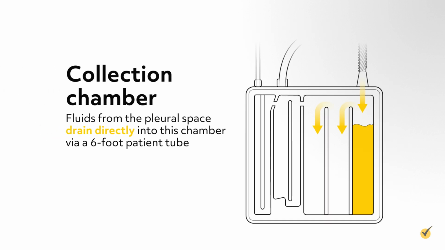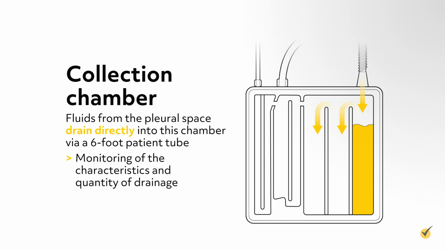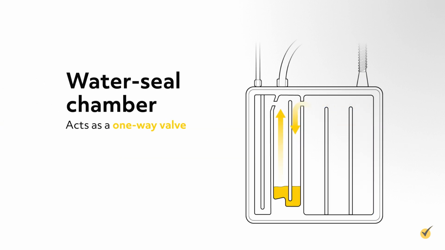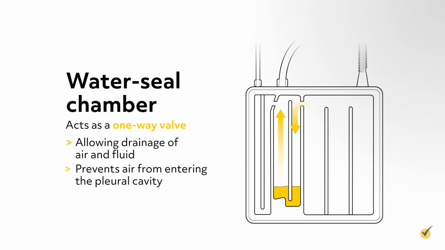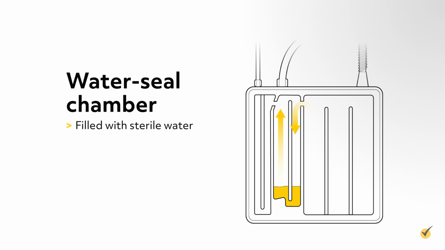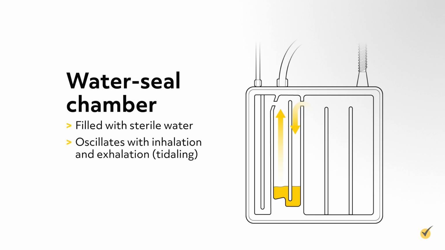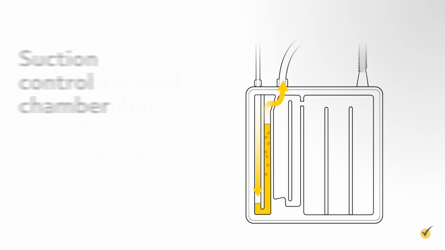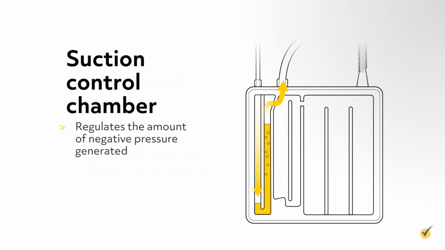Fluids from the pleural space drain directly into this chamber via a 6-foot patient tube, which allows monitoring of the characteristics and quantity of drainage. A water seal chamber acts as a one-way valve, allowing drainage of air and fluid. It prevents air from entering the pleural cavity. The chamber is filled with sterile water, as specified by the manufacturer, which oscillates with inhalation and exhalation, tidaling, reflecting normal pressure. A suction control chamber regulates the amount of negative pressure generated.